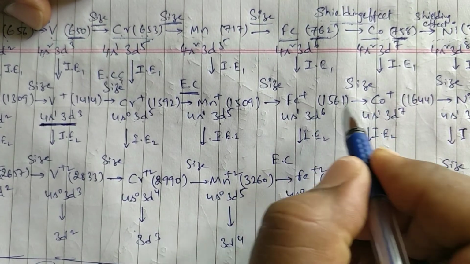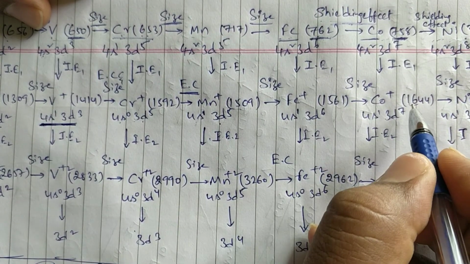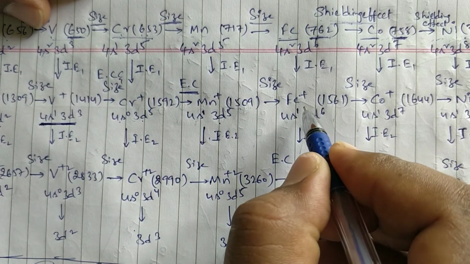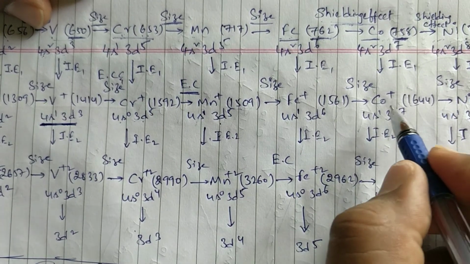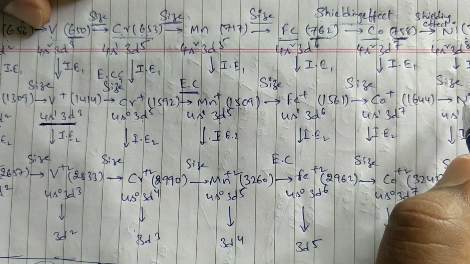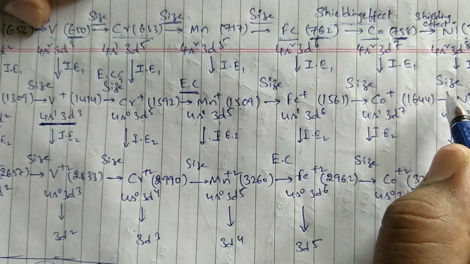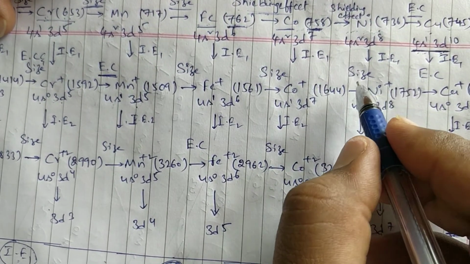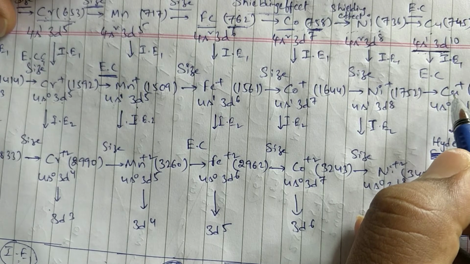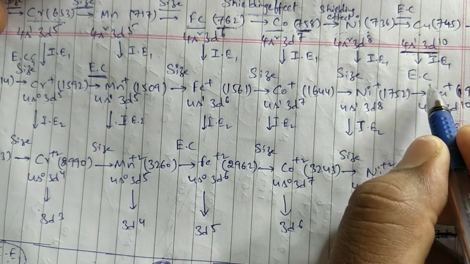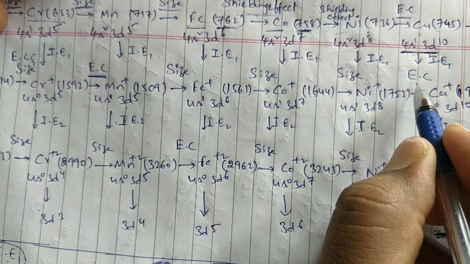Next, Fe plus, Co plus, increase in ionization energy, size factor. Co plus is smaller than Fe plus. Now Co plus to Ni plus also, Ni plus is smaller than Co plus, increase in ionization energy only. Here also size is explaining. But coming to Ni plus to Cu plus, Cu plus is greater than Ni plus. Again we are seeing that electronic configuration plays the important role.